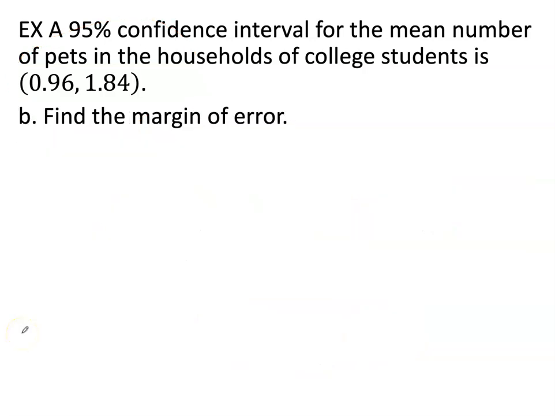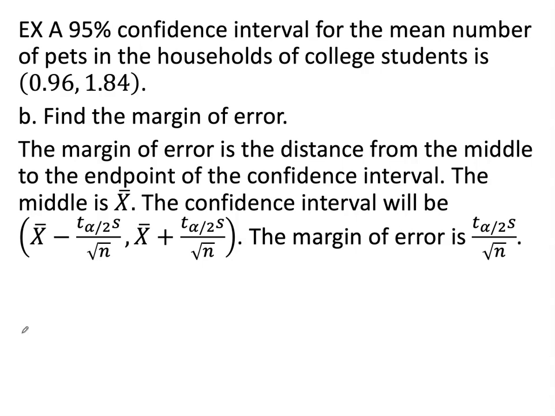Okay, let's find the margin of error. The margin of error is the distance from the middle to the endpoints of the confidence interval. The middle, as we saw a moment ago, is x bar. The lower endpoint will be x bar minus t sub alpha over 2 s over square root n, and the upper endpoint is going to be x bar plus t sub alpha over 2 s over square root of n. We saw that the middle is x bar, right? That's smack dab in the middle.